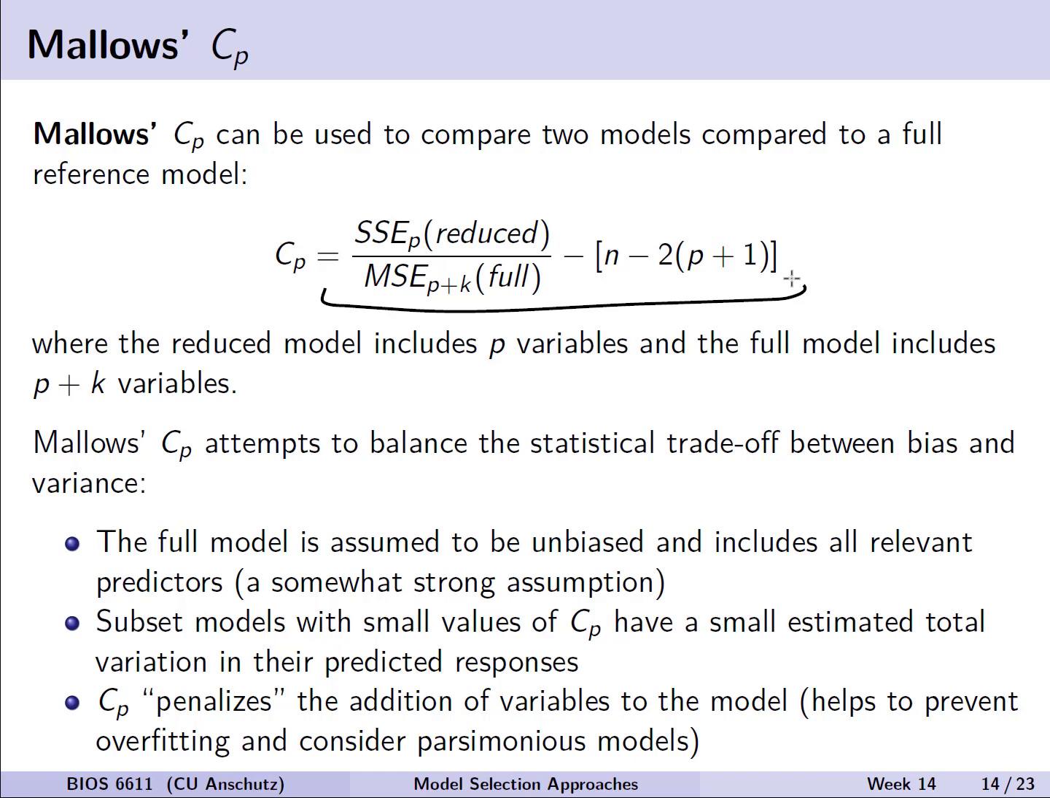The subset models then with smaller values of Cp would have a smaller estimated total variation in their predictive responses. So we would be looking at a smaller Cp as, again, better model fit. We can note then again that Cp is penalizing the addition of variables to the model to try to help prevent overfitting and identify those parsimonious models.